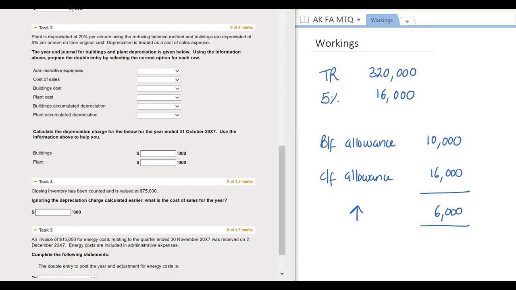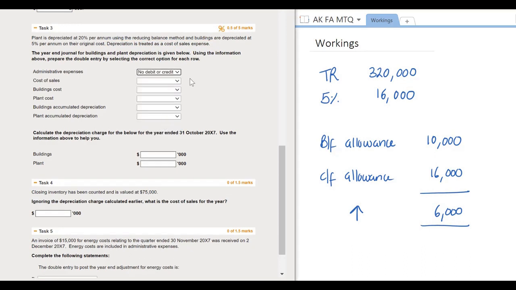Now, actually, we can do this part of the question without even thinking about the calculations. Typically, when you post depreciation, you're going to be increasing an expense, that's a debit to the expense category, and you'll be crediting the respective accumulated depreciation. So the question does reveal that depreciation should be charged to the cost of sales. So if we start off with the administrative expenses, there is no implication to this ledger because we are strictly told that depreciation will be to cost of sales.